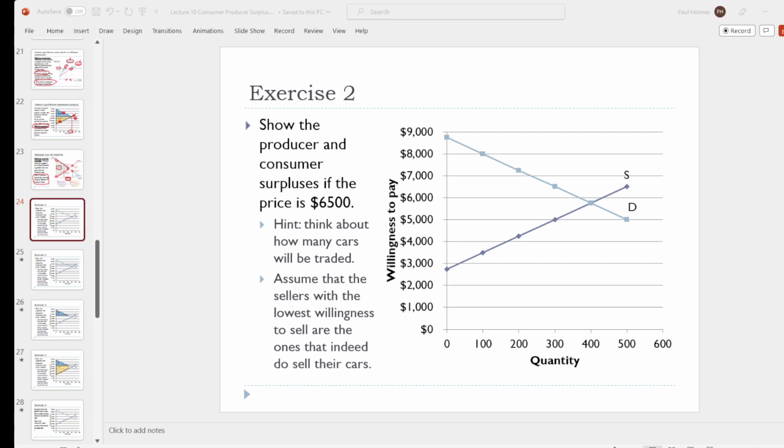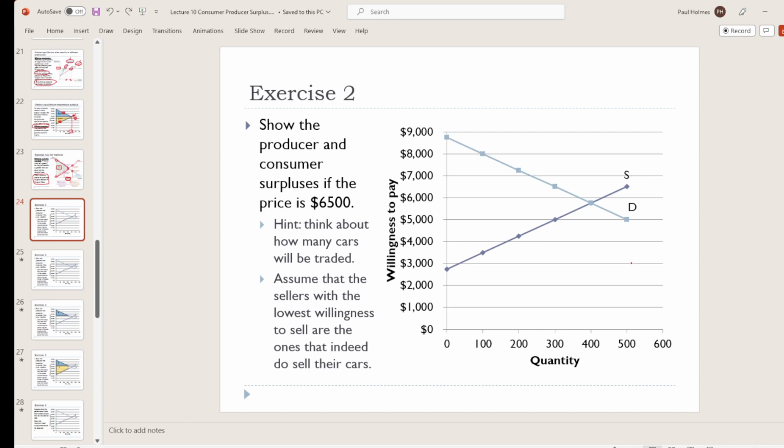We saw previously that if this market went to equilibrium, then we'd get an equilibrium price here, we'd have our consumer surplus up here, our producer surplus here, but now this isn't going to be the case because we have a price fixed in this market at 6,500. So what are our surpluses going to be now?